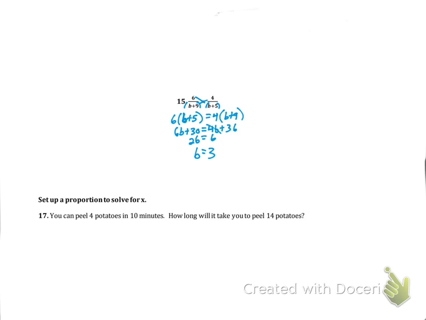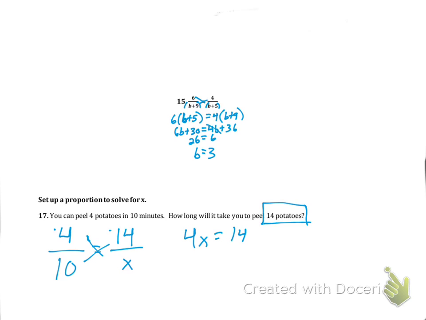All right, 17. Set up a proportion to solve for x. You can peel 4 potatoes in 10 minutes. How long will it take for you to peel 14 potatoes? We're given this part, 14 potatoes, and we put the potatoes on top here. This is 4 potatoes right here, and this will be 14. But we don't know what the time is, so we'll just call that x. Then if I cross multiply, it'll be 4x is equal to 140.